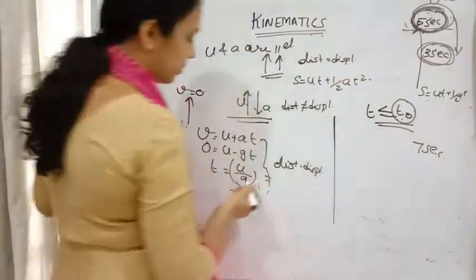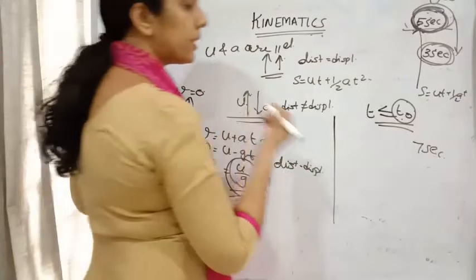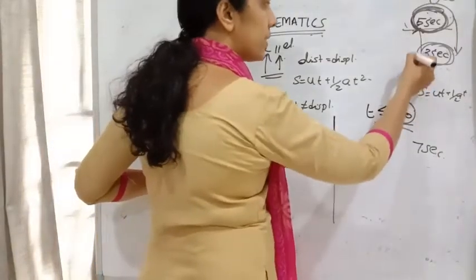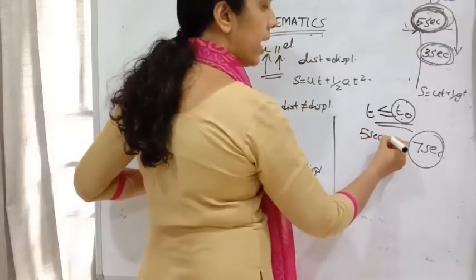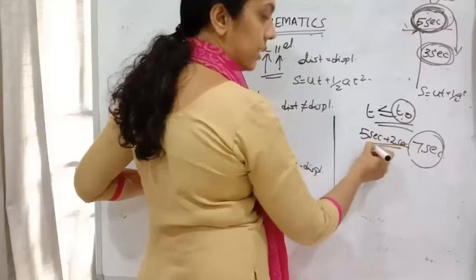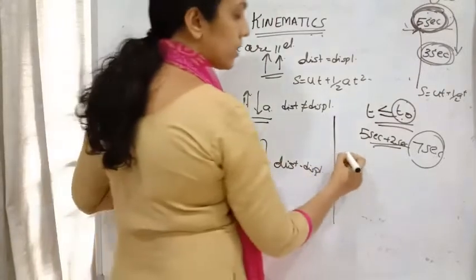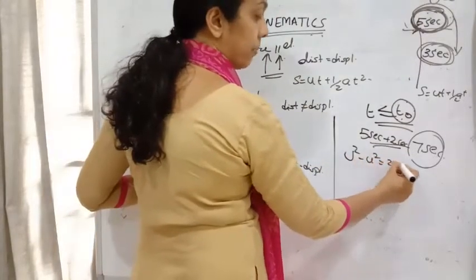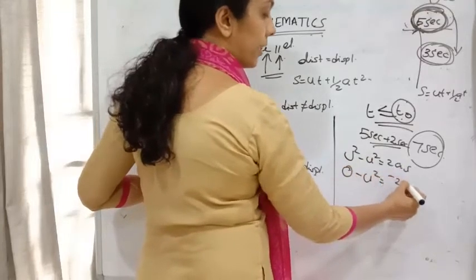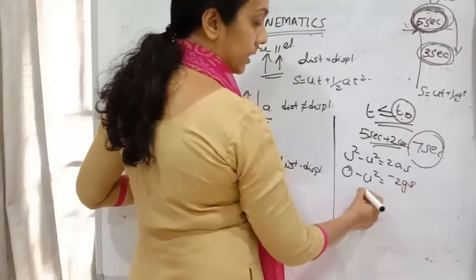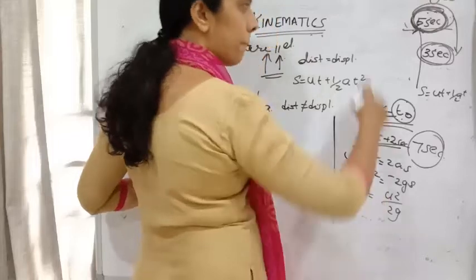Okay, so the object is reaching the maximum height in u by g, right? And what will be the distance covered at that time? So if it is at 7 seconds, then in 5 seconds it is reaching the maximum point, and then 2 more seconds it has traveled, right? So when it is coming to the maximum height, how much distance would it have covered? V square minus u square equals 2as. That formula I can use. So final velocity is equal to 0, minus u square equals minus 2gs. Therefore I am getting s as u square by 2g. This will be the distance covered to the maximum height.